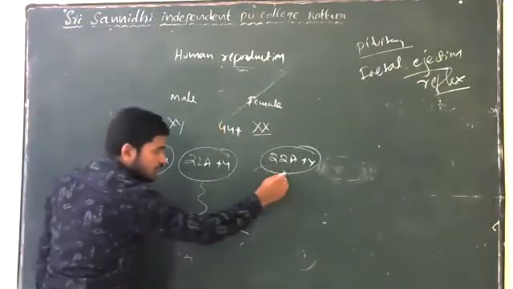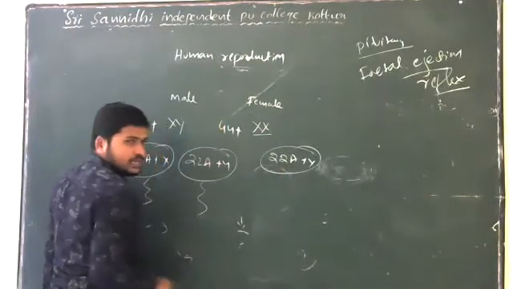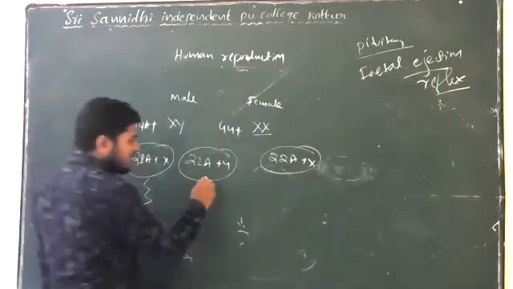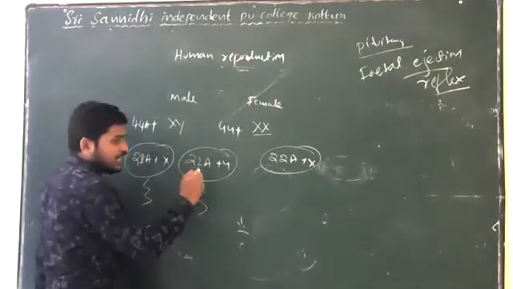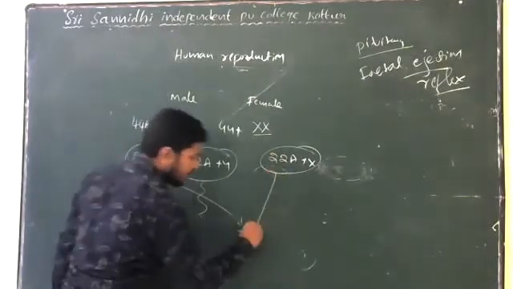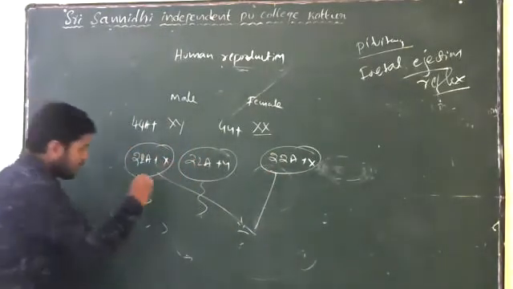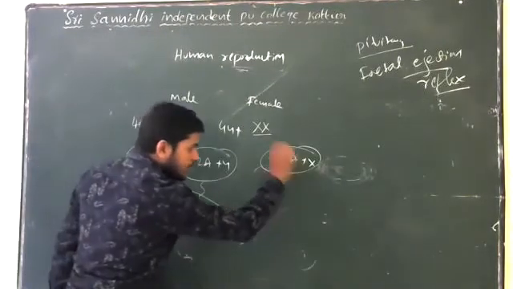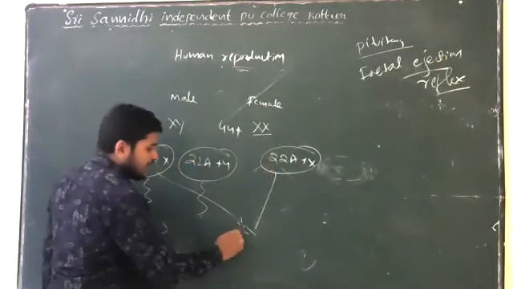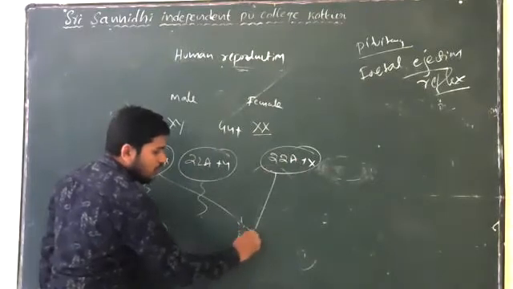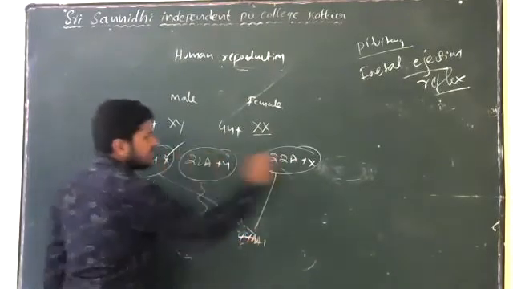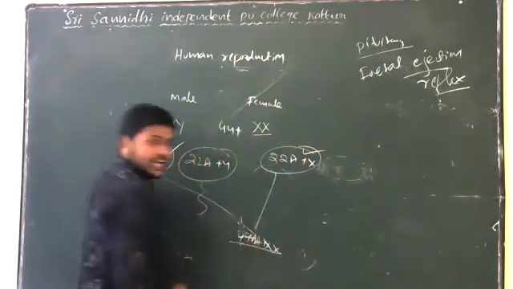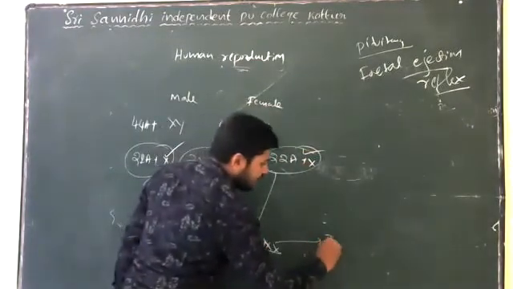If the released ovum containing the X chromosome is fertilized by a sperm containing the X chromosome, then 22 plus 22, 44 autosomes plus X and X. This zygote develops into a female baby.